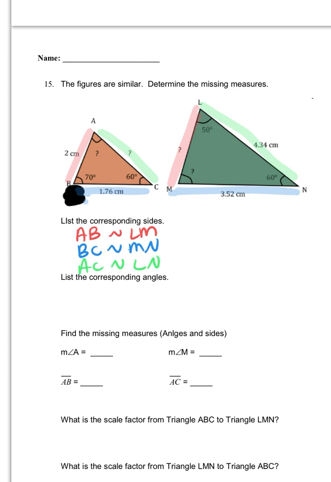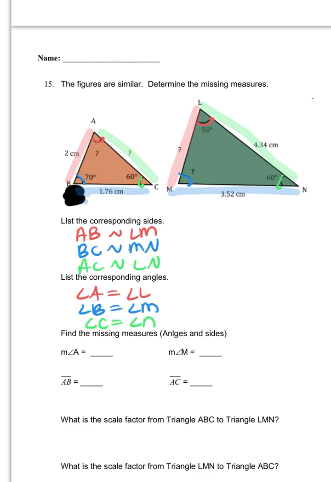Now we're going to look at our corresponding angles. A is equal to L. So A is equal to L. B is equal to M. So angle B is equal to angle M. And then angle C is equal to angle N. So angle C equals angle N. We are asked to find the missing measurements of our angles and our sides.